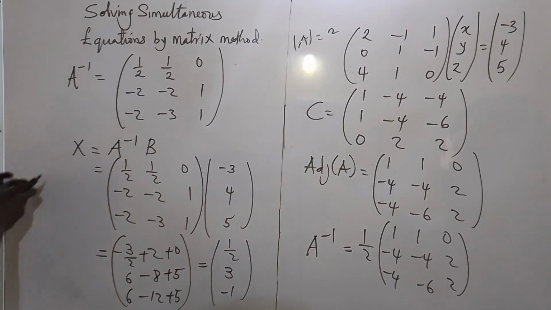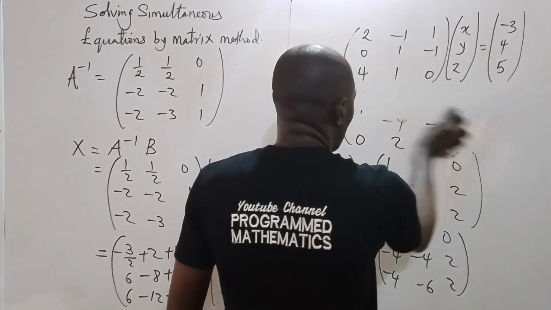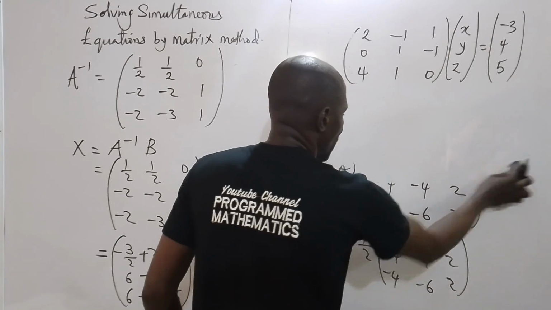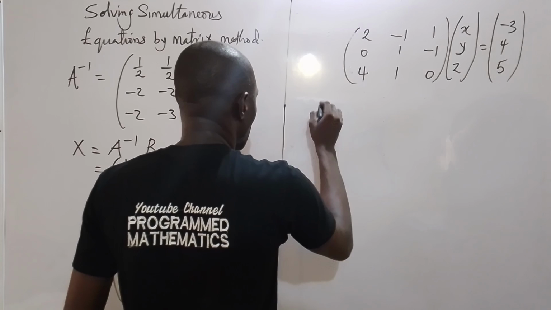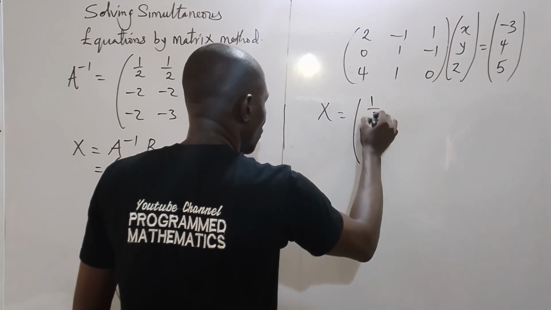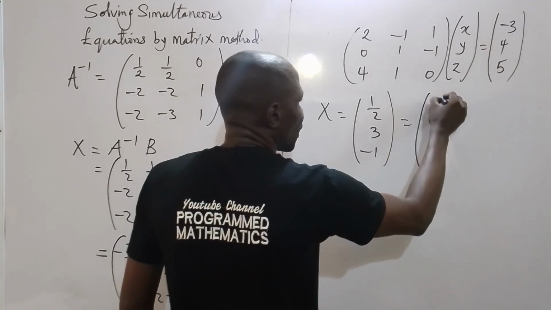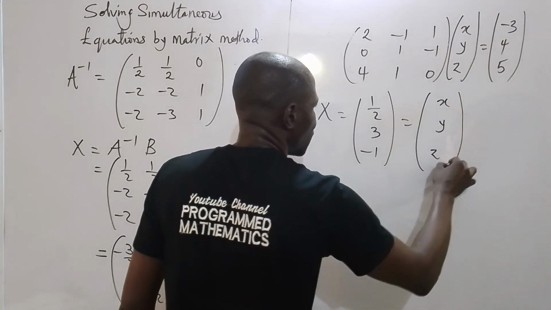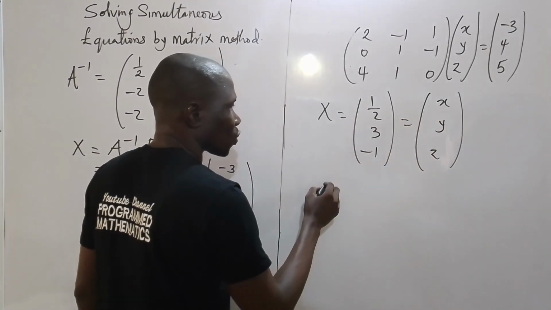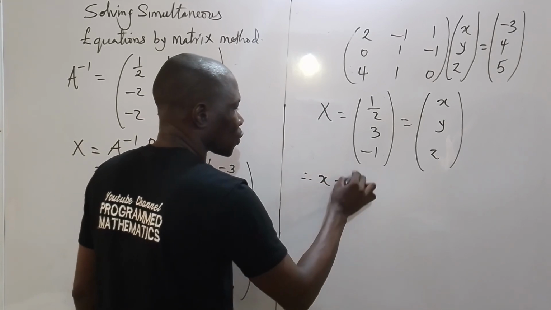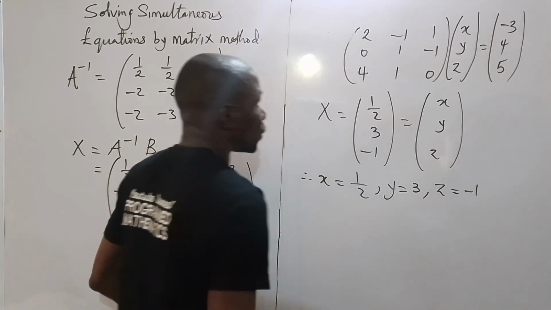Okay, so now we have matrix X. So in this case here, we can conclude that matrix X is 1 over 2, 3, minus 1, and this is the same thing as X, Y, Z. So X is equal to 1 over 2, Y is equal to 3, Z is equal to minus 1.